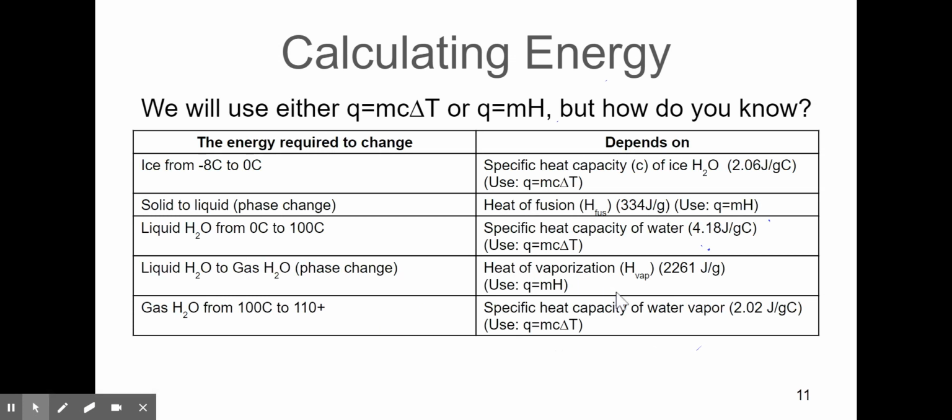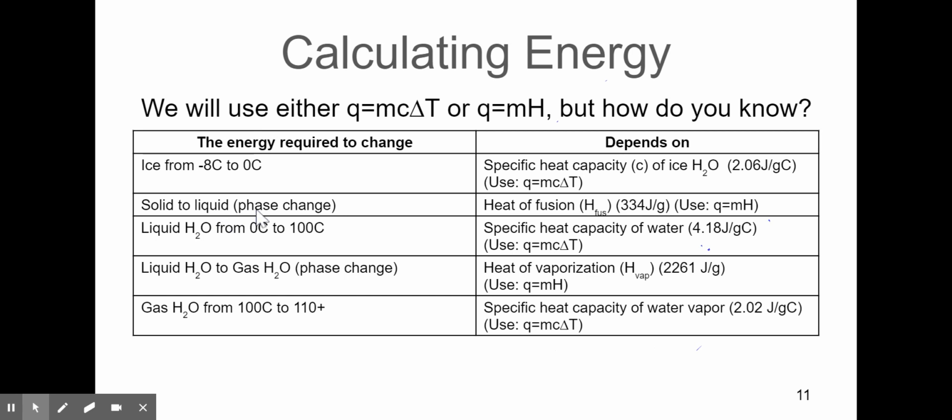So this graph, I think this graph is great. I would take a screenshot of this. This graph is awesome because what you're looking at here is calculating the energy. So how do we know which equation to use? Well, if we're changing the temperature, we use Q equals mc delta T. So going from a negative temperature to 0 degrees Celsius, say we're talking about water, you're going to use Q equals mc delta T, where we know ice has a specific heat capacity of 2.06 joules per gram degrees Celsius.